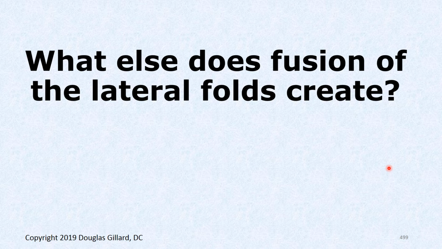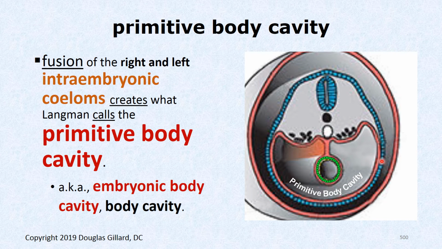What else does fusion of the lateral folds create? Well, we said it created a body cavity. We kind of talked about this already. But here the intraembryonic coeloms, the right and left, have come together and the wall has dissolved, and now we flat out have a body cavity. And that's going to be our thoracic cavity, our abdominal cavity, and our pelvic cavity. Sometimes it's called the primitive body cavity or the embryonic body cavity, but body cavity will be in there.